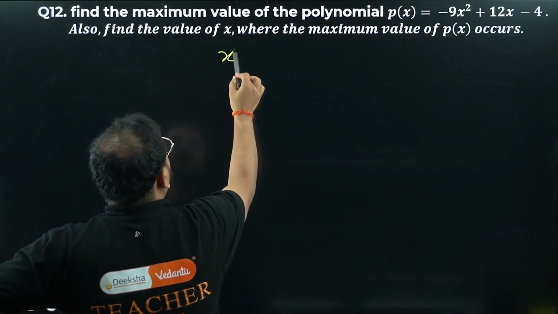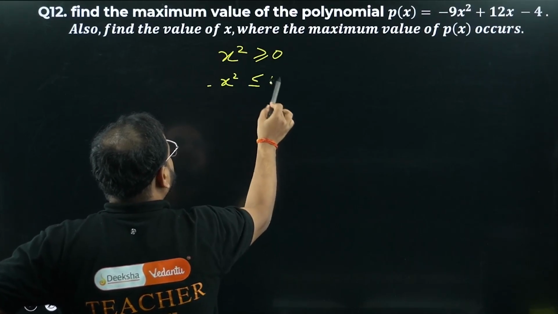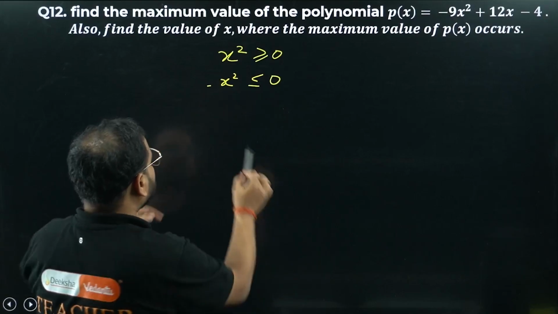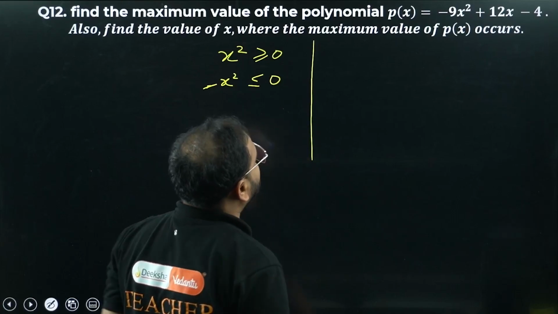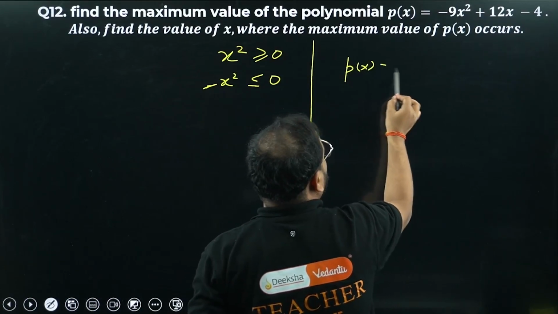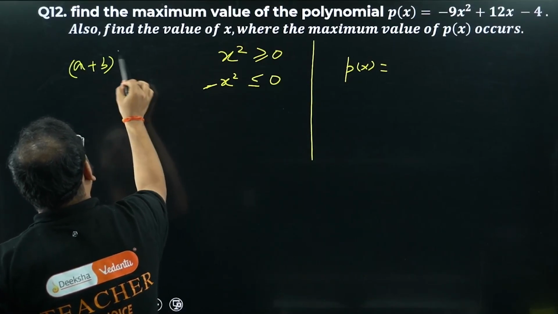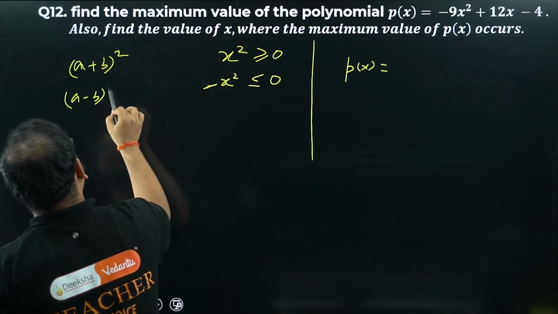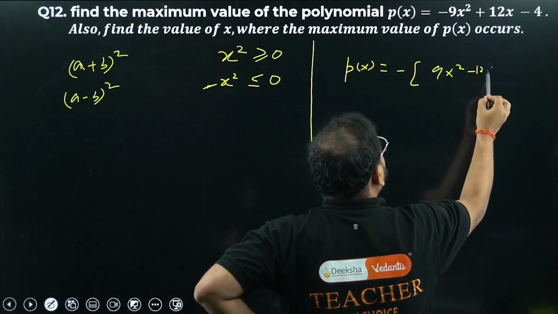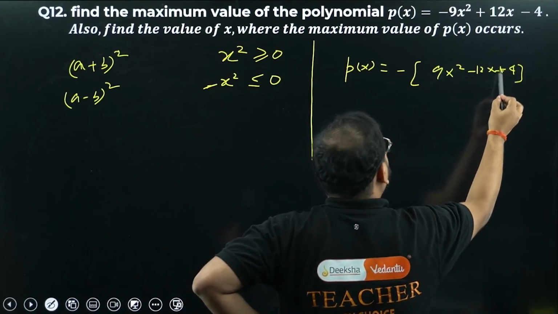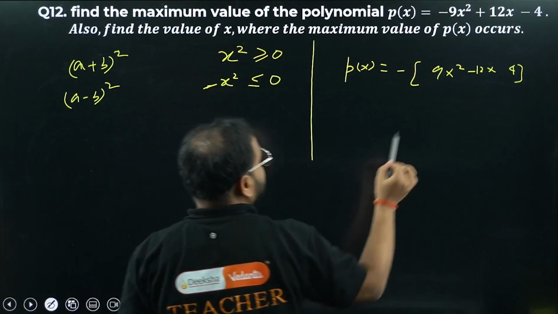If I have a square of a number like this, it means it's always greater than or equal to 0. If I have it like this, always less than or equal to 0, because a square will always be positive and the negative of a square will always be negative. So we're going to use that here. I'll try to make a perfect square. I have only two formulas for that: a plus b the whole square or a minus b the whole square. Let's see which one will fit. I'll take the minus sign common. So 9x square minus 12x plus 4. Looks like I'll have to use the a minus b the whole square formula.